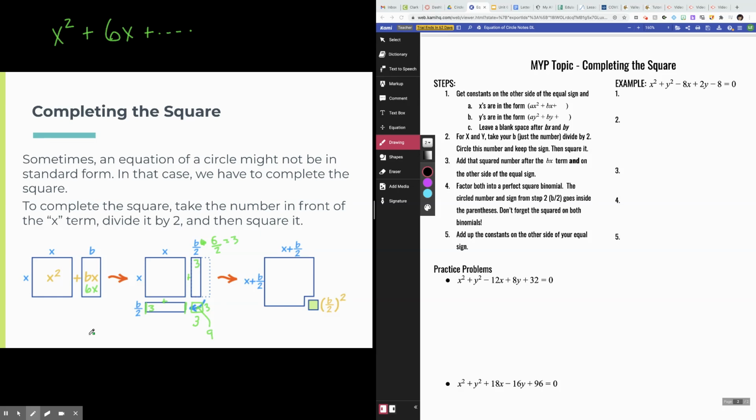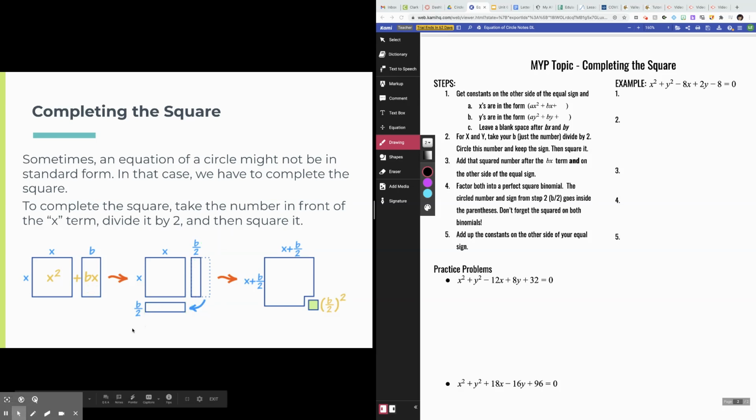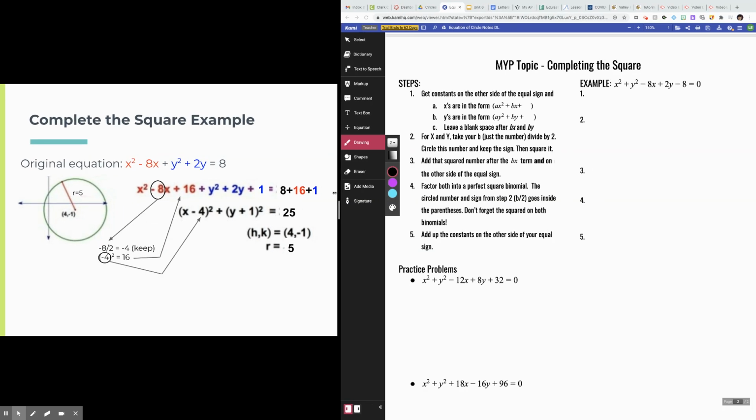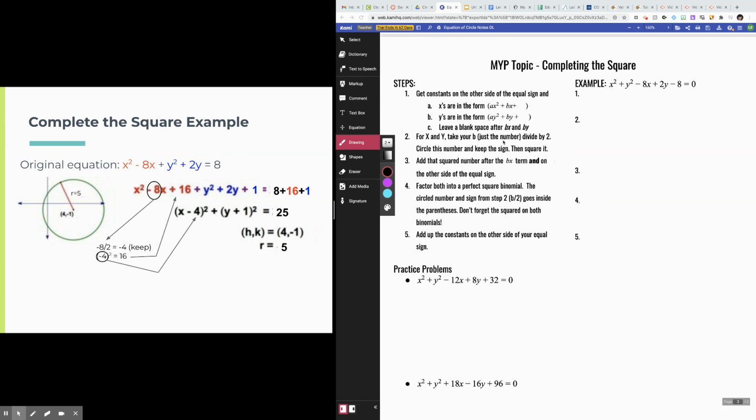Okay. But I know a lot of people are like, okay, that's a little too abstract for me. That's a little bit much for my brain to wrap around. Can I just have some steps to follow in order to do this? And the answer to that question is yes. There are just some simple steps that you can follow. If you follow those steps every single time, you will get the answer correct. And you can see the steps on the right side of your screen.